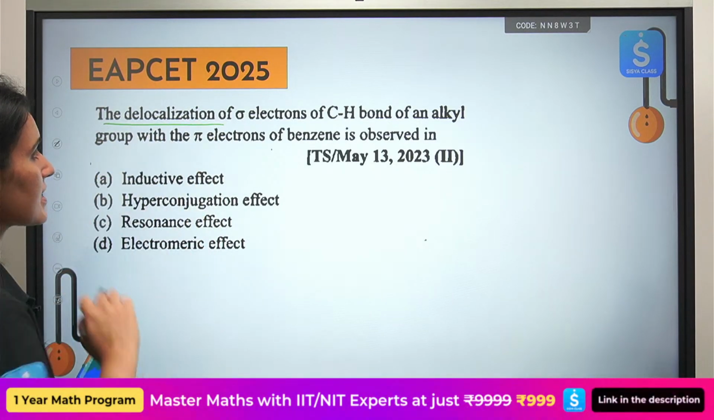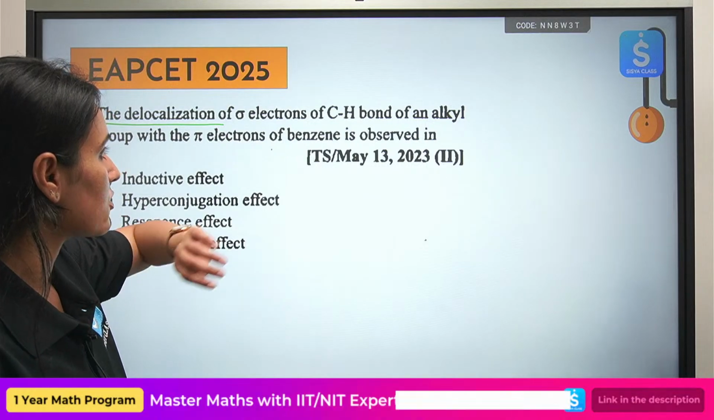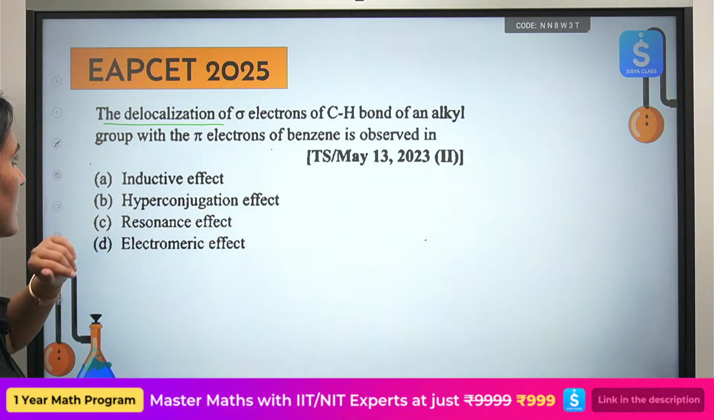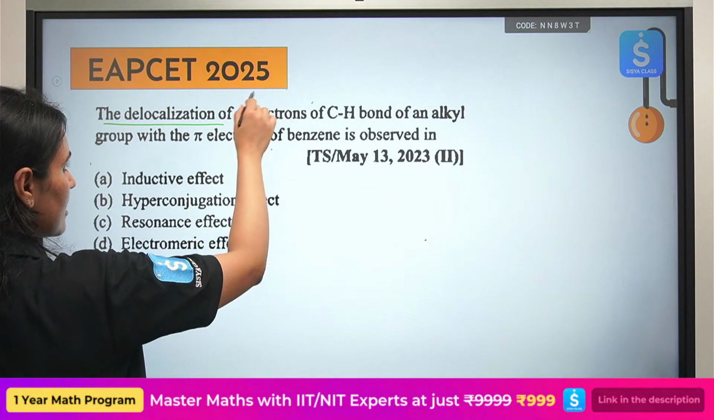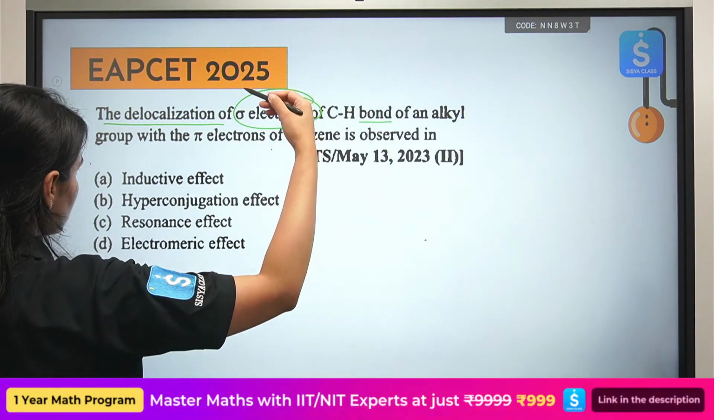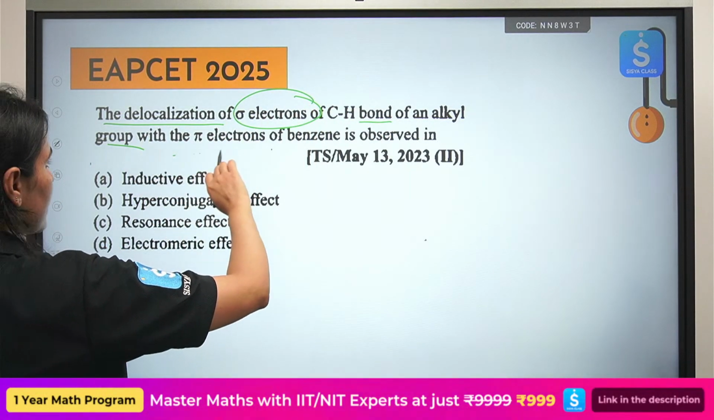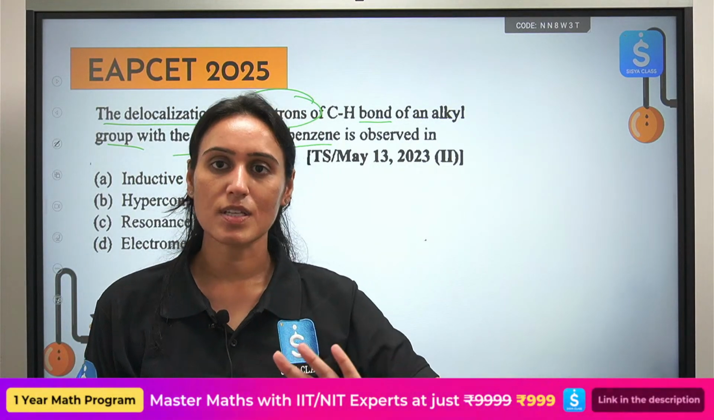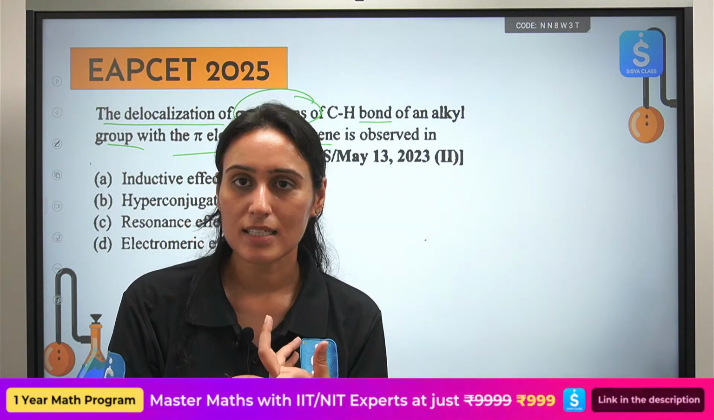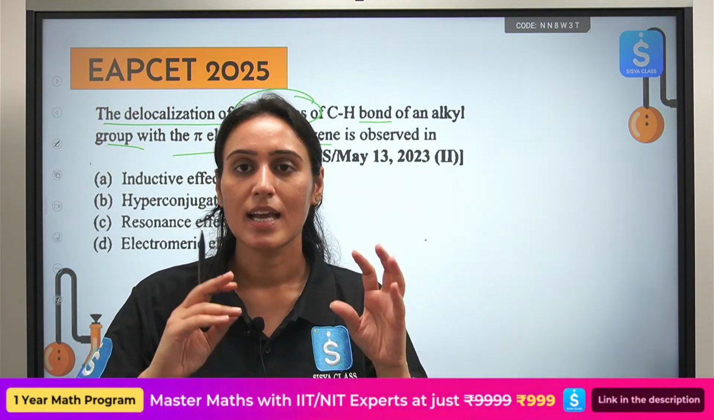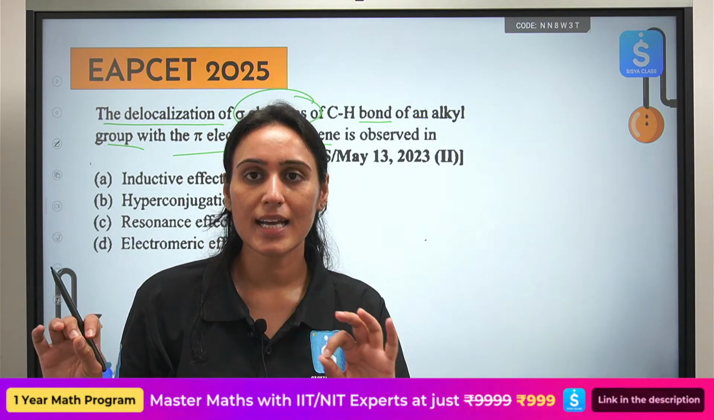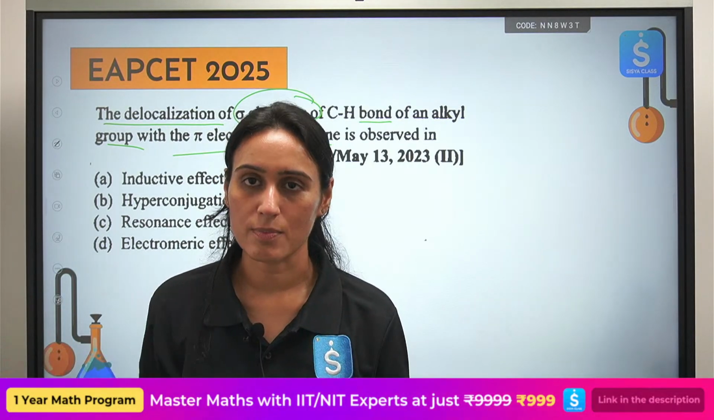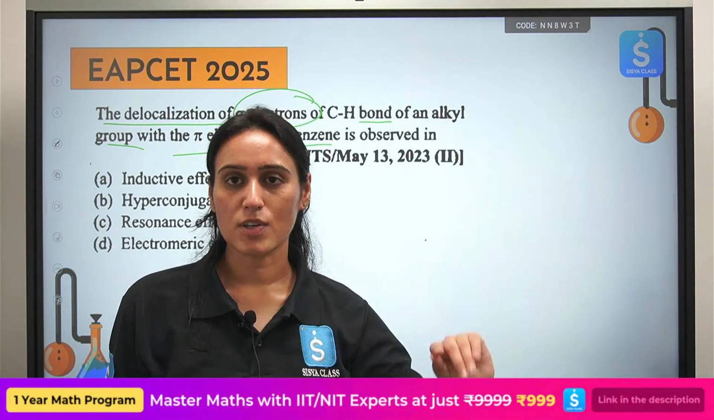The delocalization of sigma electrons of carbon hydrogen bond of an alkyl group with the pi electrons of benzene is observed in... So we are talking about delocalization of sigma electrons. In inductive effect, there is no delocalization. It is just polarization. No one is moving anywhere. In inductive effect, there is no bond breaking. Okay, so leave inductive out of the question.